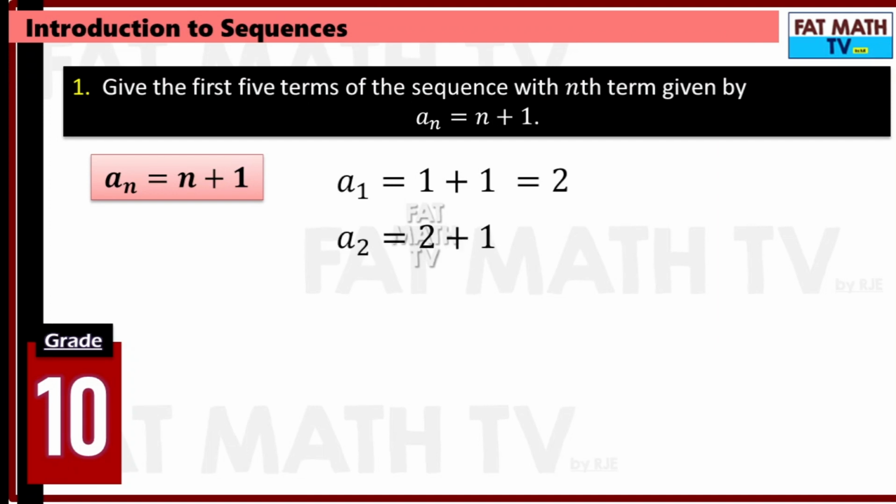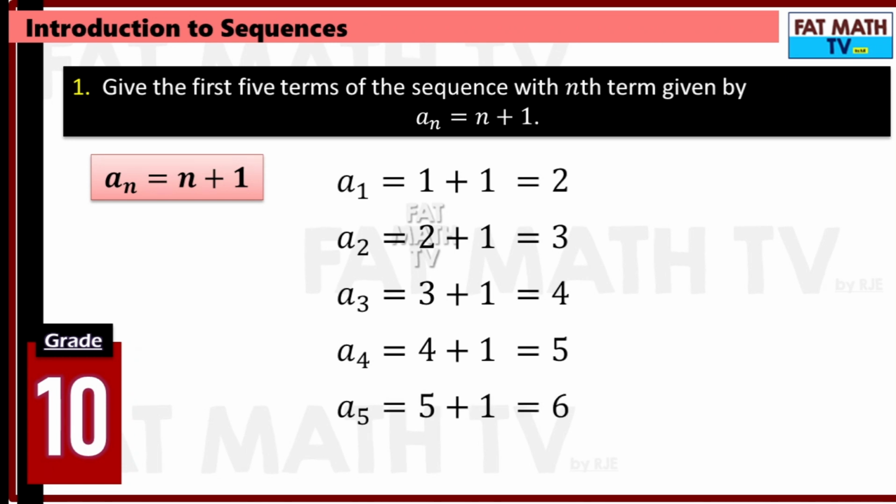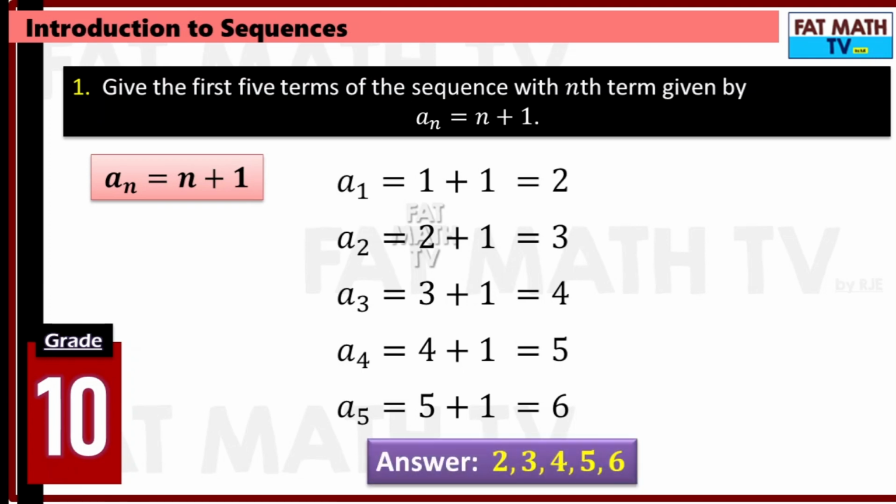And then for a sub 2, just replace this n with 2. So that is 2 plus 1. That is equal to 3, and so on. So the fifth term is 5 plus 1, which is 6. So the first 5 terms of the sequence with nth term given by a sub n equals n plus 1 are 2, 3, 4, 5, and 6. So these are the first 5 terms.